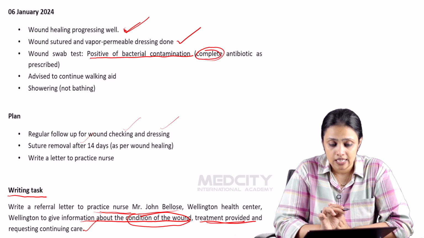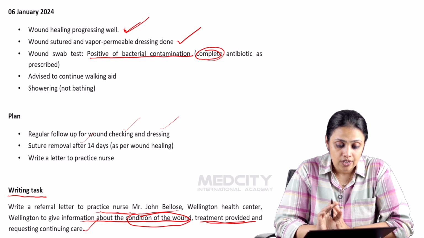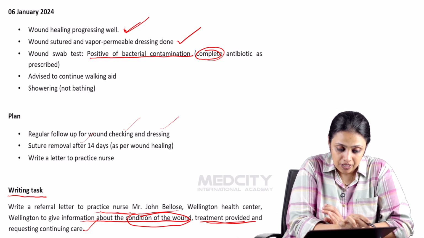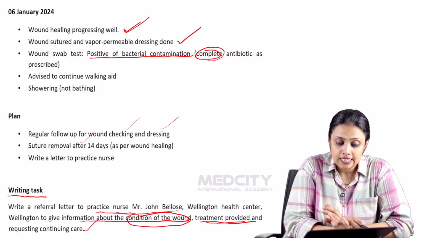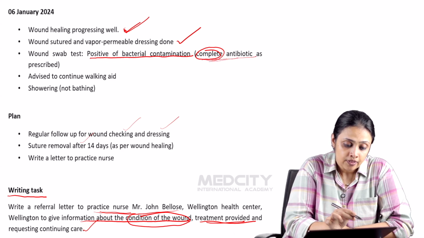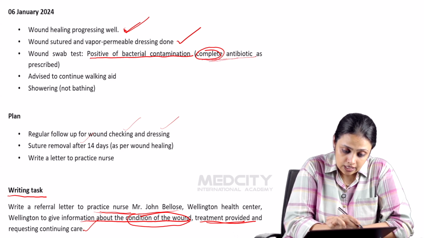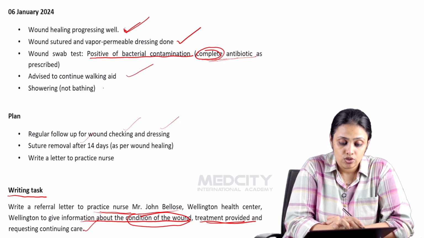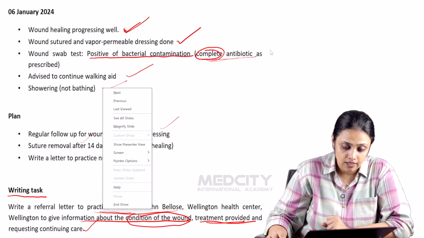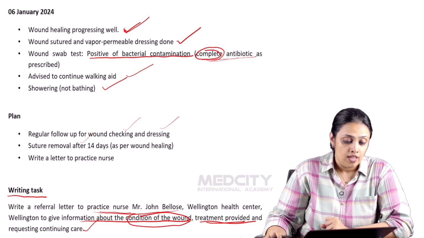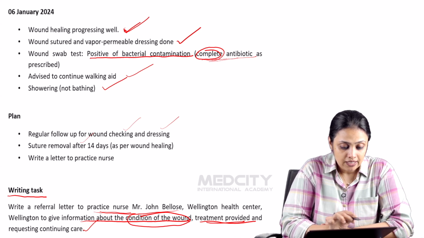In the first visit itself, you prescribed a 5-day course of antibiotic. Now the patient has represented after 4 days, and after the confirmation of this bacterial contamination, you have advised to complete the antibiotic. Then again you advised the patient to continue using the walking aid, and not to take baths. The patient can take showers but not baths. Okay, and moving on to the last part, that is the plan.